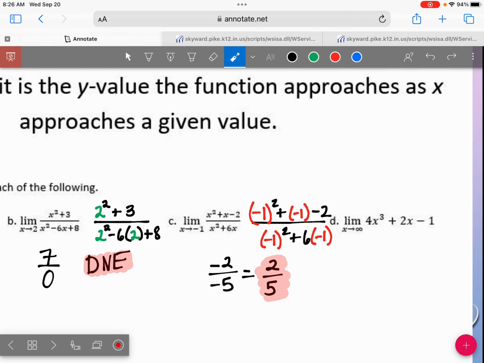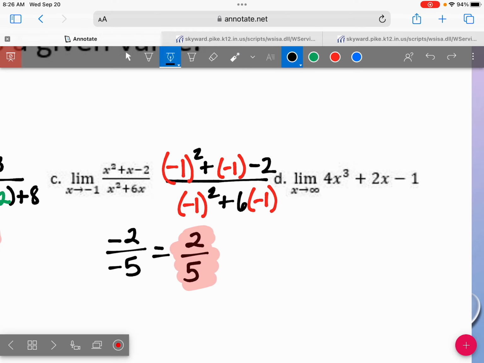All right, let's look at D. Yeah, how do you do that? So this last one, I'm going to touch on it briefly.